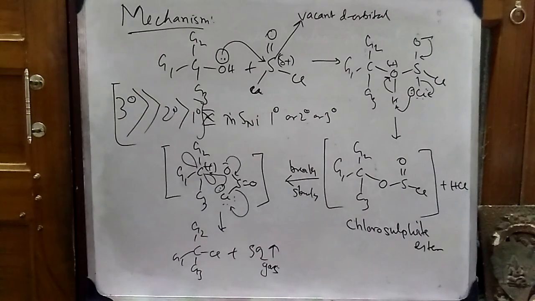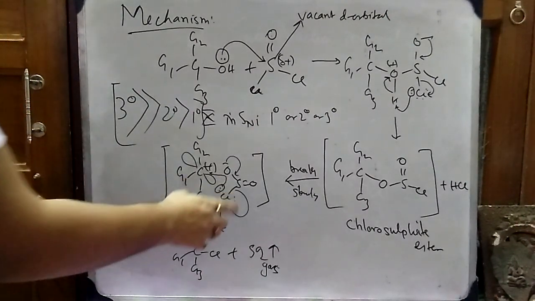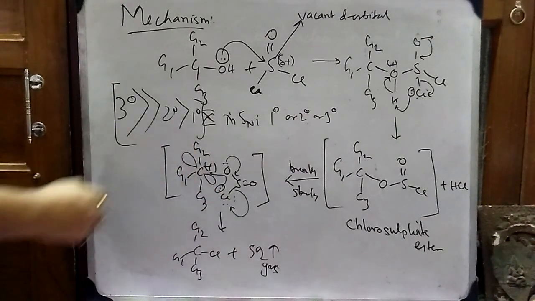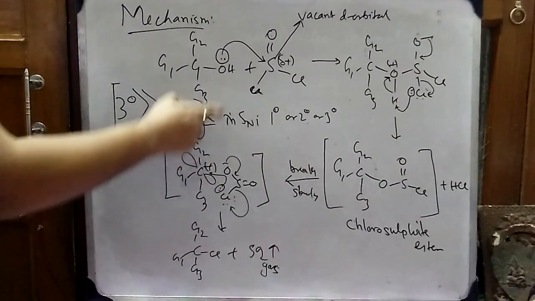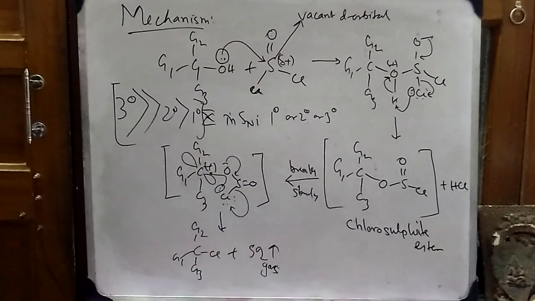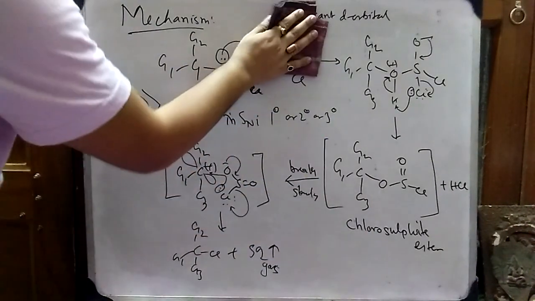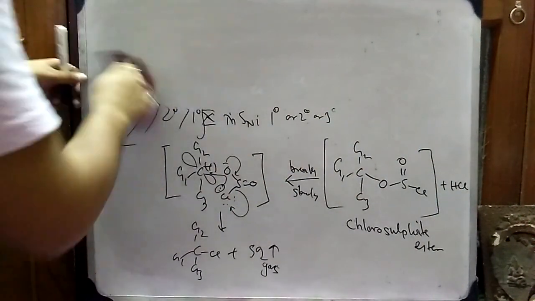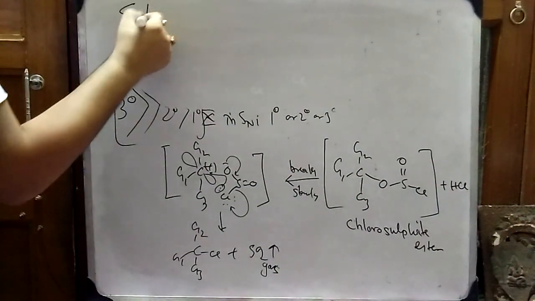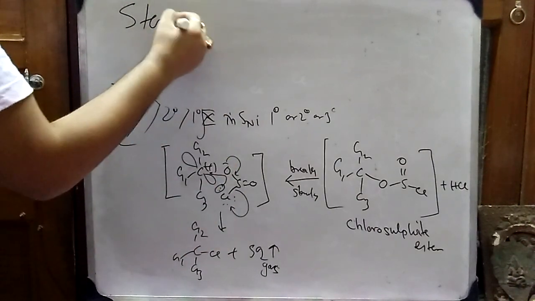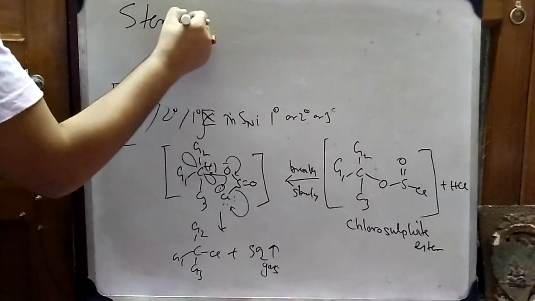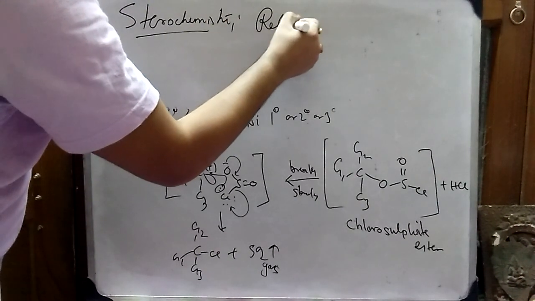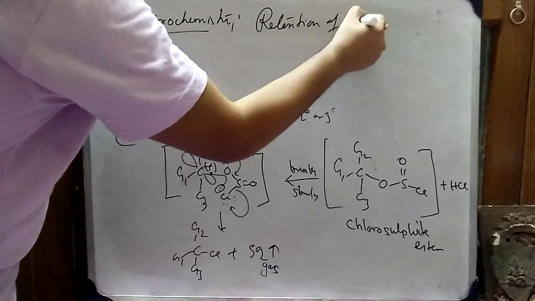Now, if the incoming nucleophile is attacking the carbocation from the front side, which is the side of its original group, then what will be the stereochemistry of this reaction? The stereochemistry will be quite different from SN1 and SN2. The stereochemistry here will be of retention of configuration. How? Let us see.